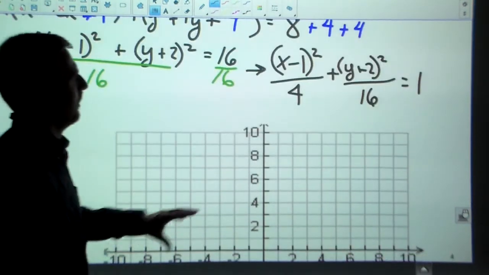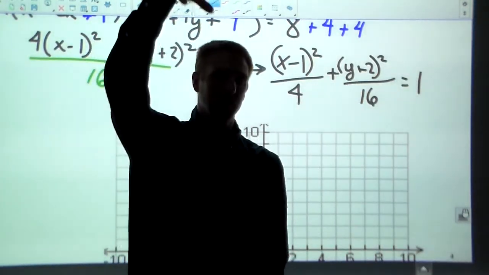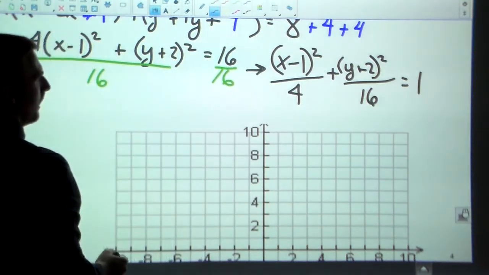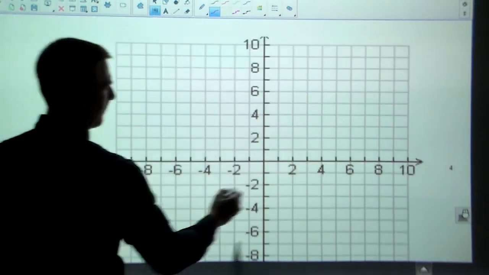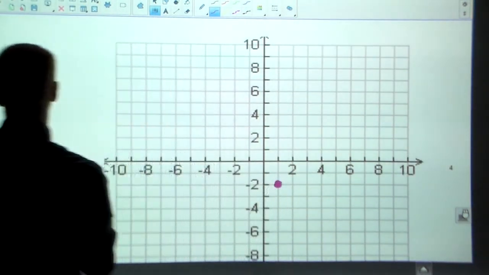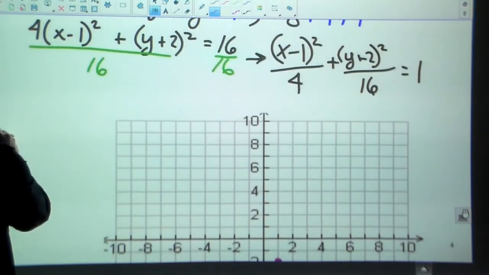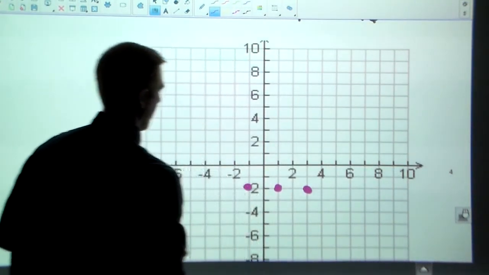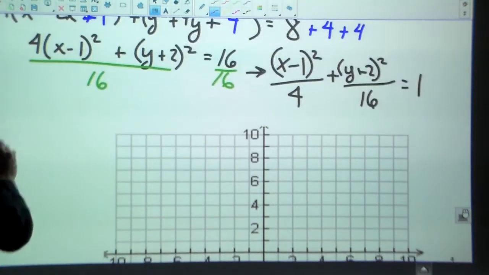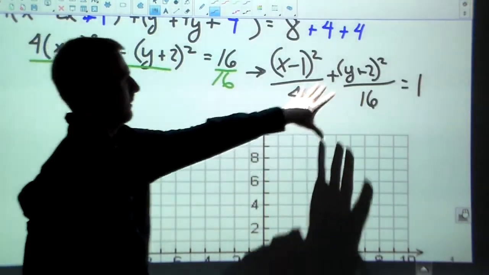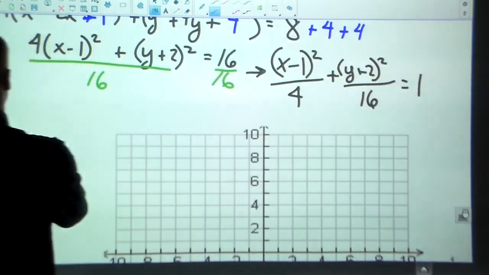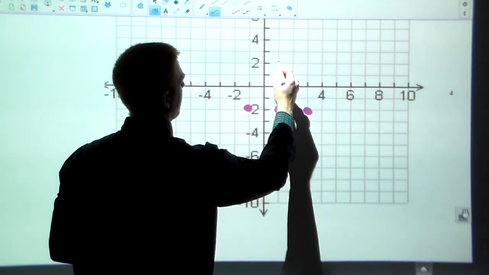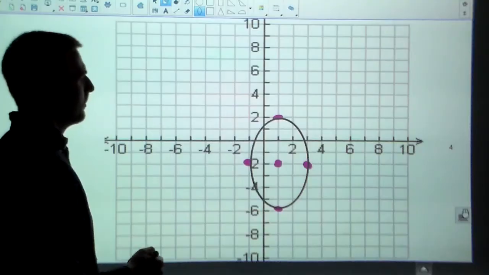Now I purposely picked one finally here for you to have oriented vertically, so you kind of see how that stuff plays out. All right, so 1, negative 2, that's going to be the center point, not vertex. I'm going to go 2 left and right. That's the minor axis this time, that's the b value. And I'm going to go 4 up and down, because that's 16 underneath the y. So this time the major axis is in the y direction. So there's the ellipse graph.